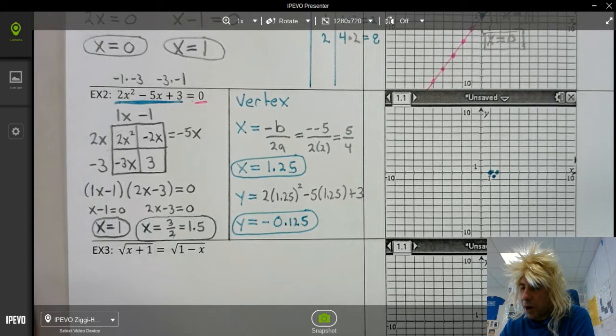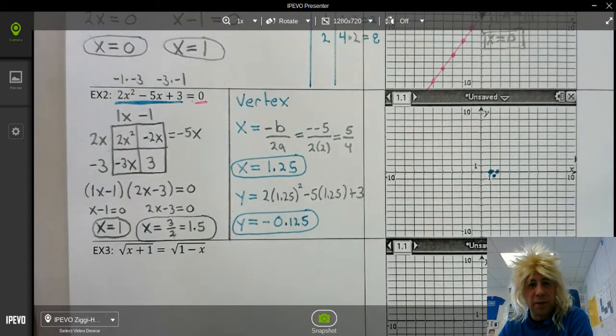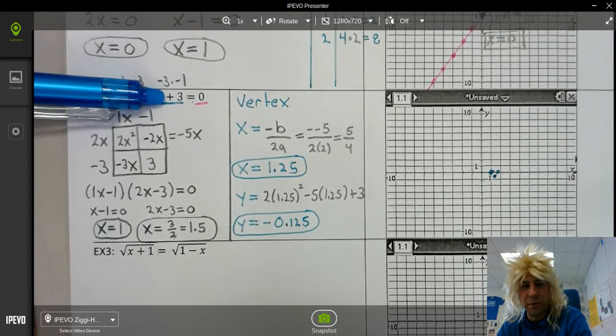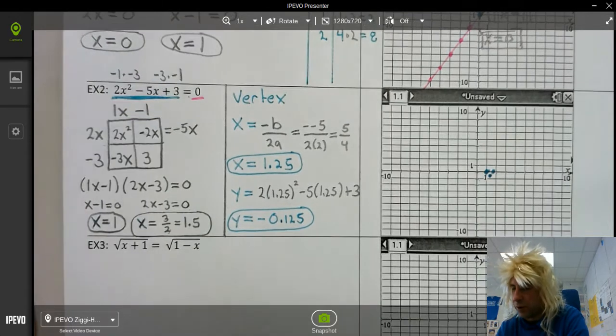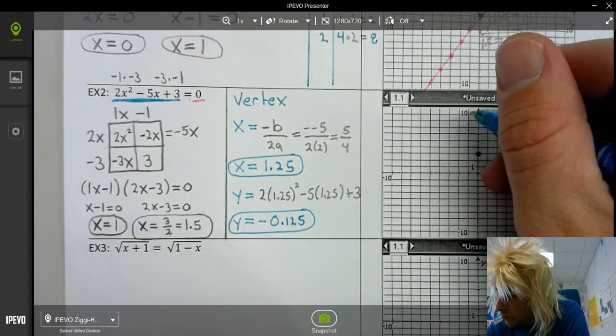Okay. So we also know that we can graph the y-intercept, which when it's a y-intercept, the x value is 0, so we cover those up, and the y-intercept is (0, 3). So 0, 1, 2, 3. We have enough points to graph.